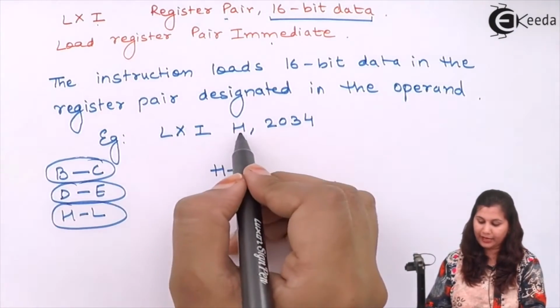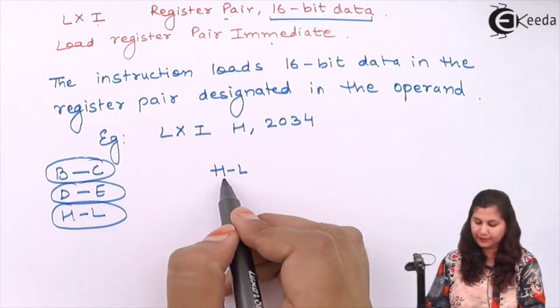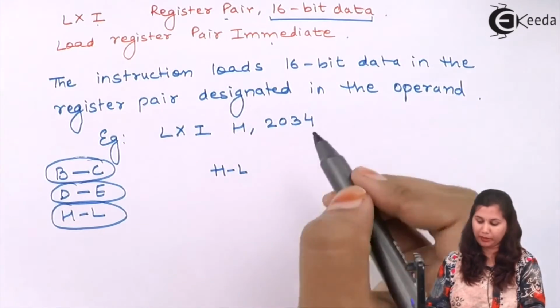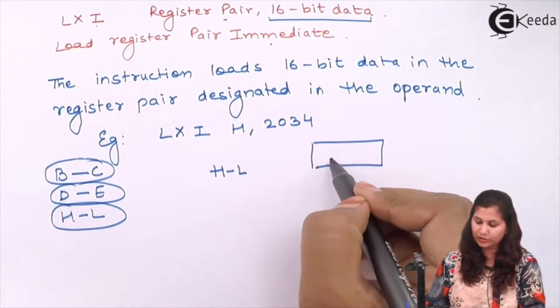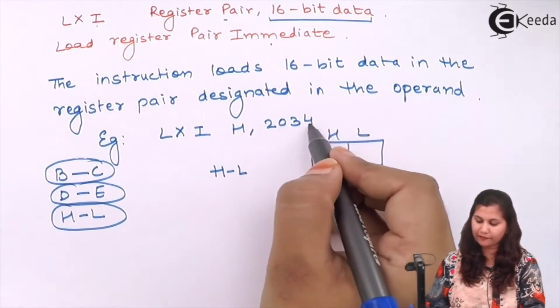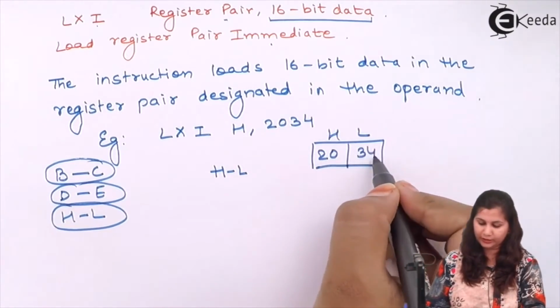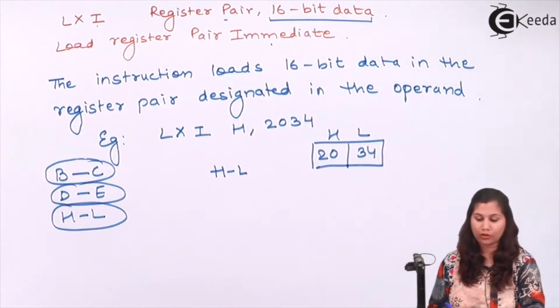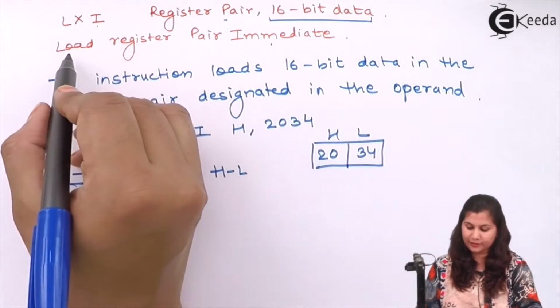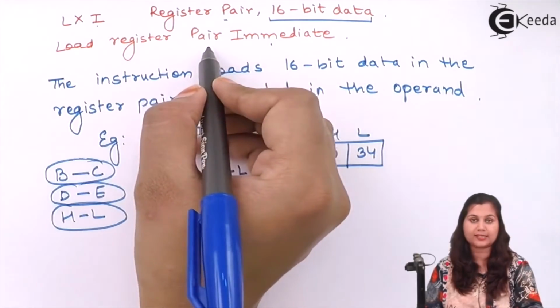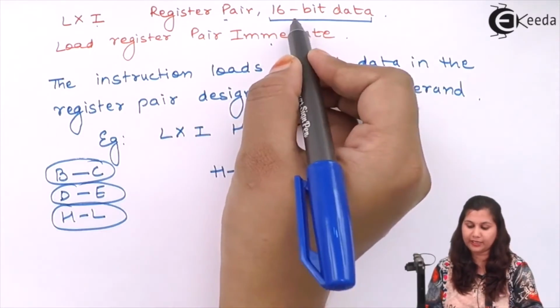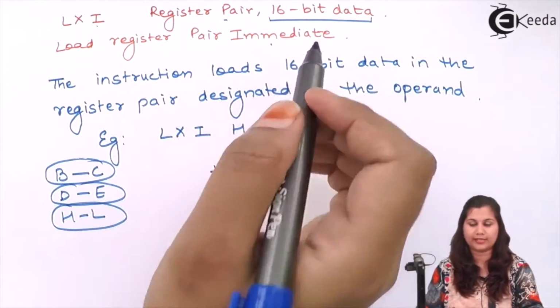Now here we have H written, so this is denoting the HL register pair. So in this HL register pair we will have this 16-bit data 2034. So this instruction is loading the register pair with the immediate data given in the instruction itself.